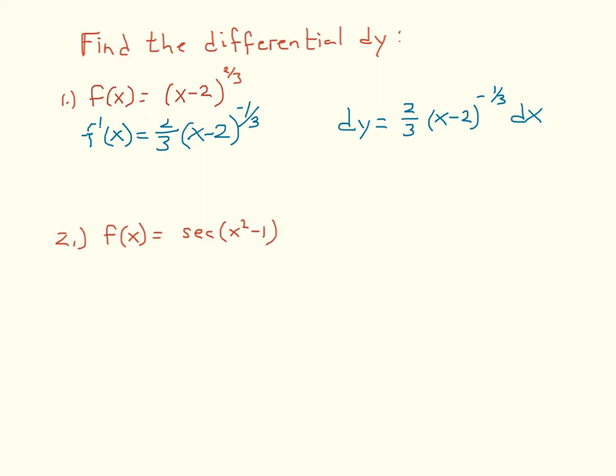For the second problem, we know that f of x is secant of x squared minus 1. So when you did this one, you should have come up with f prime of x.